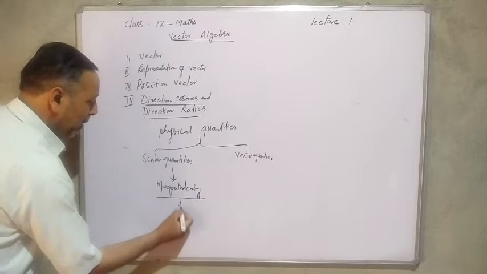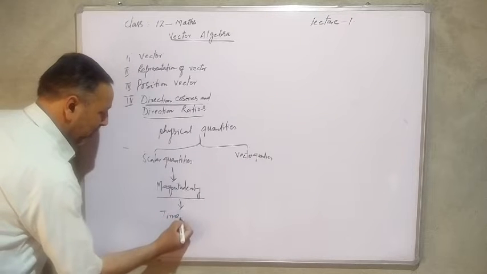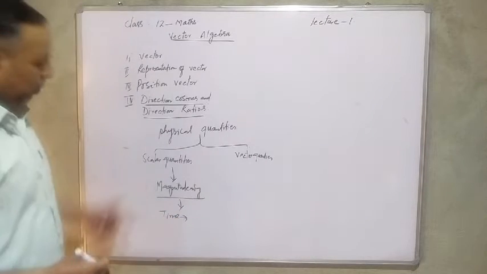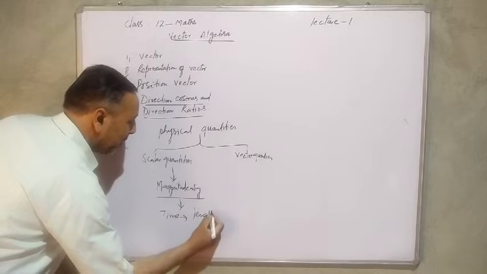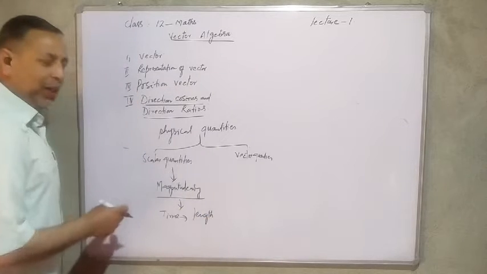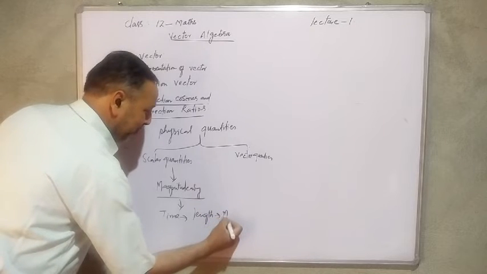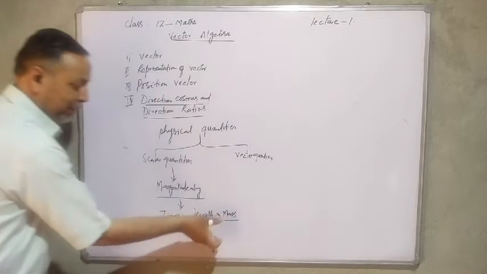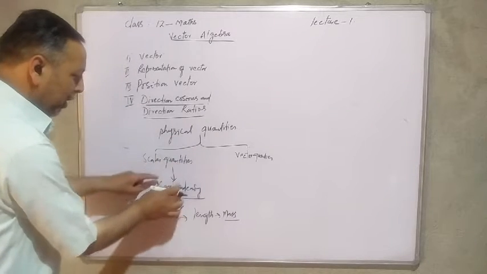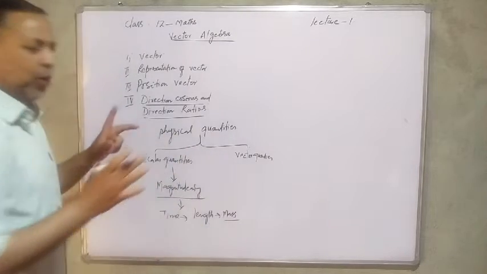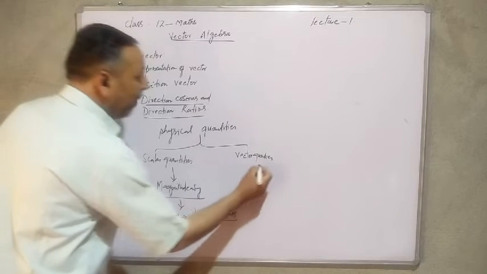For example, let me take time. Time has magnitude. It is a scalar quantity. Let me take length. Length has magnitude only. Therefore, it's a scalar quantity. Let me take mass. Mass has magnitude only. Therefore, it's a scalar quantity. So, all these quantities having magnitude only are known as scalar quantities.